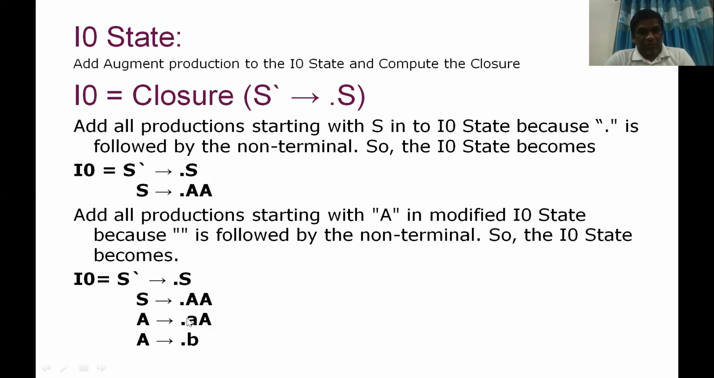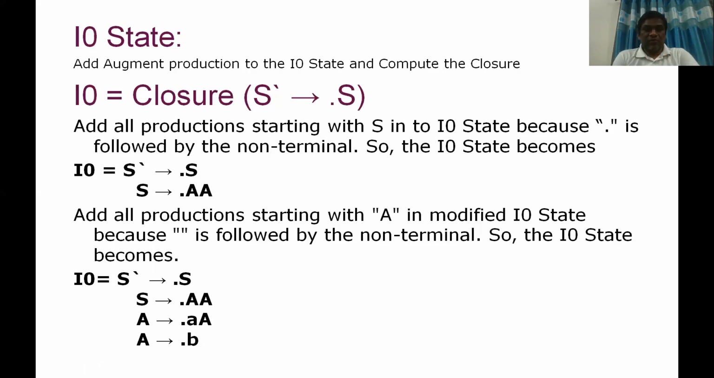Now look at this. Do we have a variable after dot? No. So there is nothing left here. And do we have a variable over here? No. After dot it is a terminal. So if you have a terminal after dot, then there is no need to do anything over here. So it is done. We have generated all the productions of I0. I0 is the first state of your canonical LR(0) items.